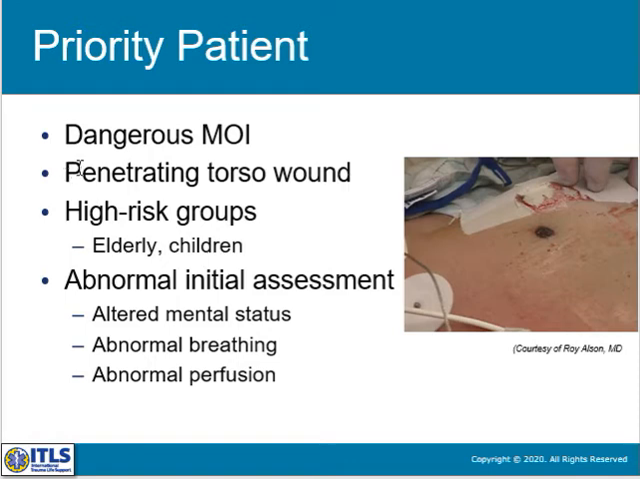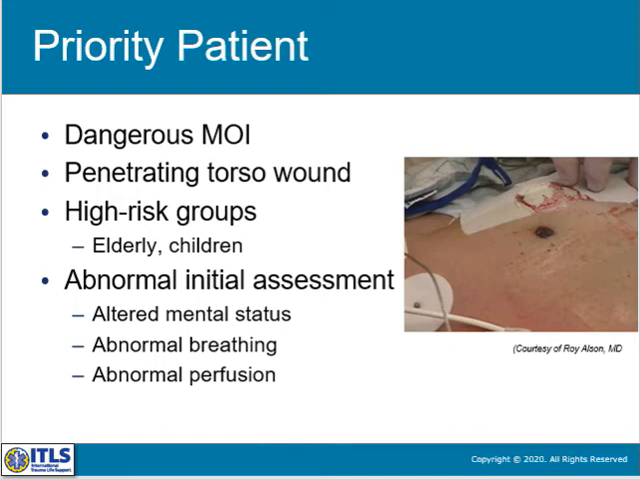So penetrating torso wounds are a big one, gunshot wounds, knife wounds. High-risk groups are obviously your elderly and your children. And then make sure that you note any kind of altered mental status or abnormal breathing or abnormal perfusion. These can also be a key indication of an internal injury, and are a priority patient. These would be your load and goes.